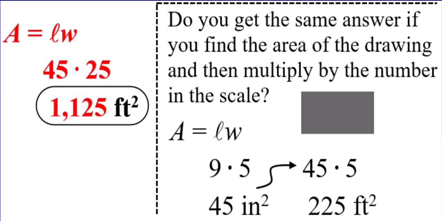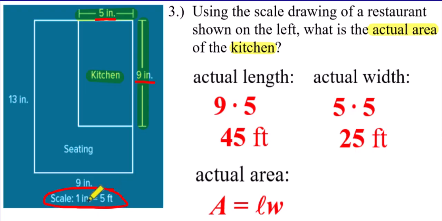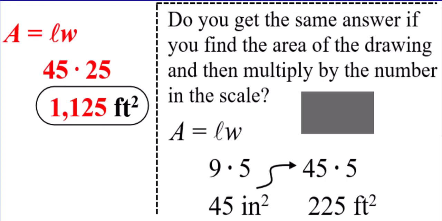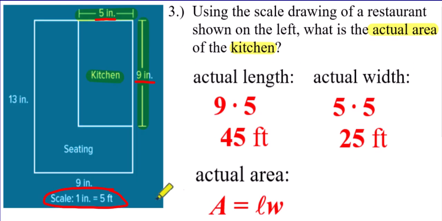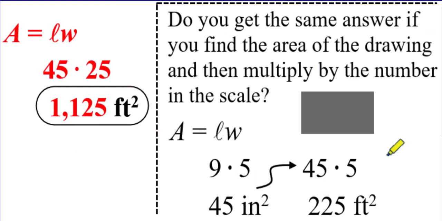Before I move on, some of you might be wondering, Mr. Underkoffler, do you get the same answer if you find the area of the drawing first and then multiply that by the number found in the scale? Remember, the number found in the scale was that 1 inch equals 5 feet. Could I just do 5 times 9 and get the area of the drawing and then multiply that by 5? Well, I did the work here for you. We know 9 times 5 is 45, so that'd be 45 square inches. If I multiply that by the number in the scale, which was 5, do I get the same answer?